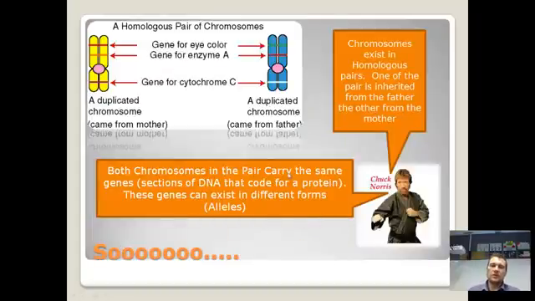All right, so what does that mean? Chromosomes exist in homologous pairs. One of this pair is inherited from the father, and the other is inherited from the mother. So it means that we are the product of half daddy DNA and half mummy DNA. Both chromosomes in the pair carry the same genes, which are sections that code for a protein. These genes can exist in different forms known as alleles. For example, the gene for eye color can exist in a form for brown eyes and blue eyes, which is sort of a classic example of that sort of thing.